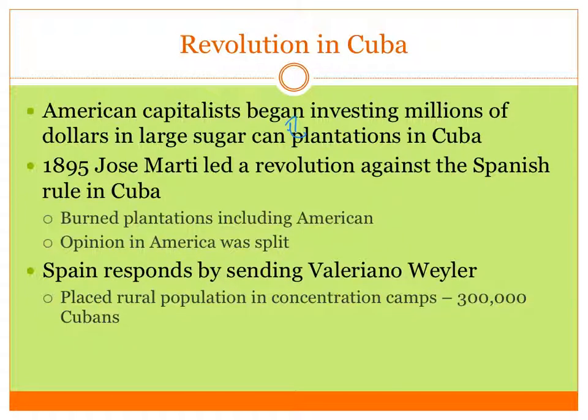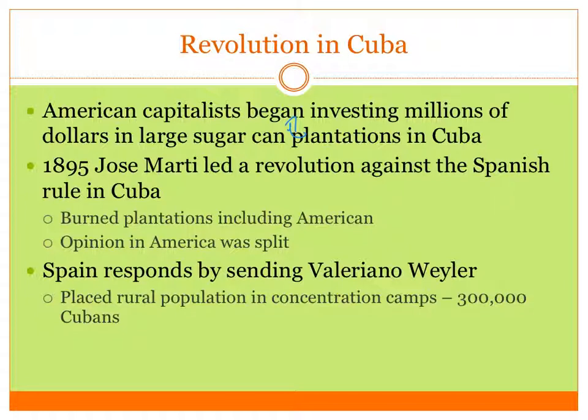In order to end this Cuban revolution, the Spanish sent in a general by the name of Weyler. Weyler was sent in to bring order back to Cuba and put down the revolution. But he did it in ways that would really upset not just the Cuban population, but also the American population as well when they would see stories of it.